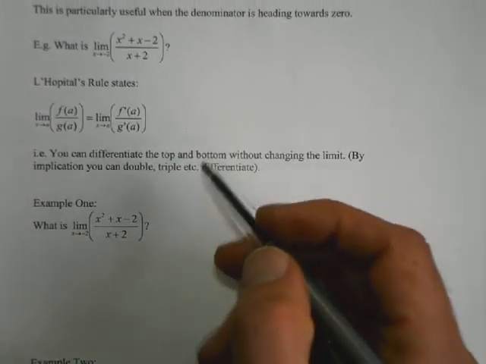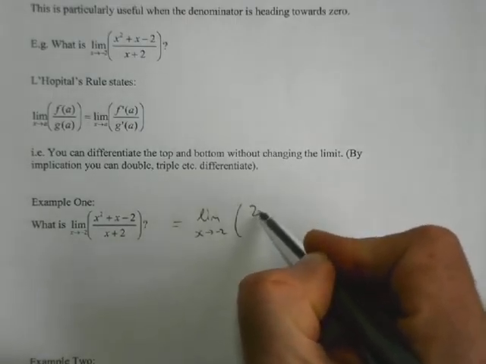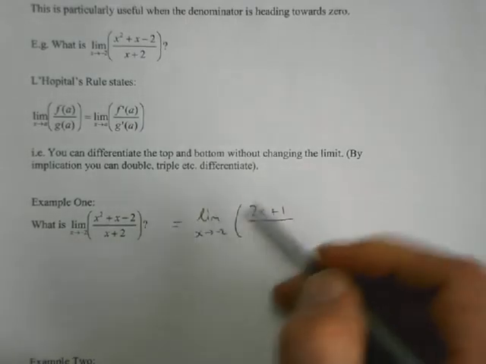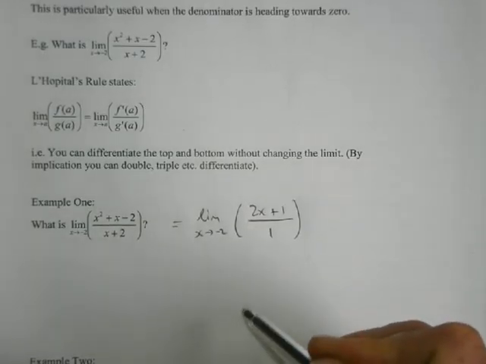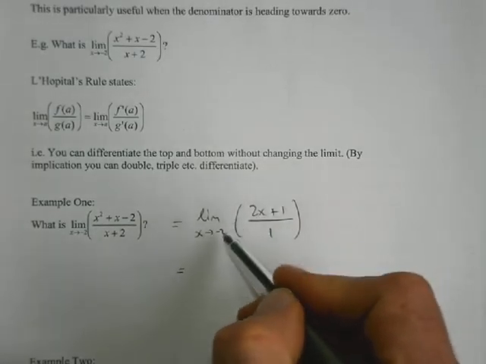For this one here, this should be equal to exactly the same thing: the limit as x goes to negative 2 of the derivative of the top, which is 2x plus 1, over the derivative of the bottom, which is 1. And now we can substitute x equals negative 2 in without the whole thing dying.